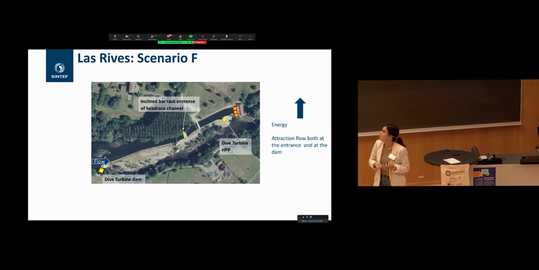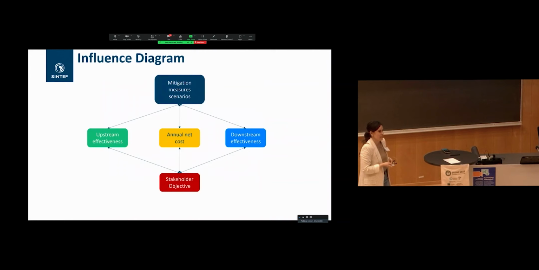So, for example, this influence diagram will include the different mitigation measures. It will have the upstream effectiveness, it will have the cost, and it will have the downstream effectiveness. And at the end, we will have the stakeholders or the objective function. What do you want to get?